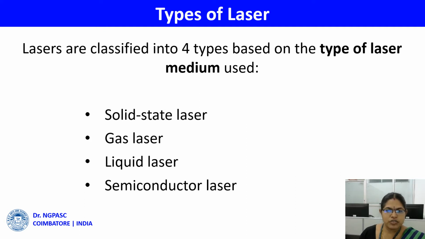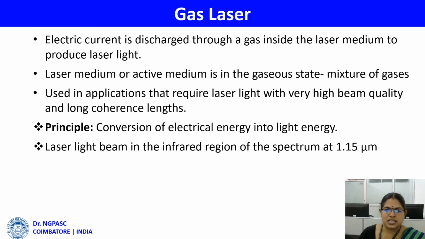Based on the state of the active medium, lasers are classified into solid state laser, gas laser, liquid laser, and semiconductor laser. Among these, we are interested in describing the gas laser. So what is a gas laser? In a gas laser, electric current is discharged through a gas inside the laser medium to produce laser light.